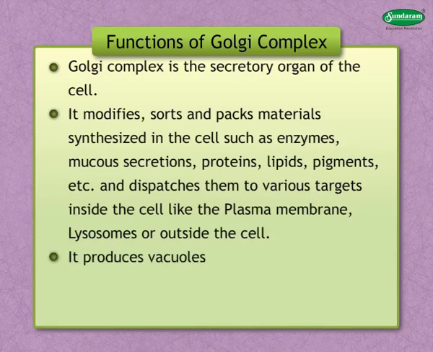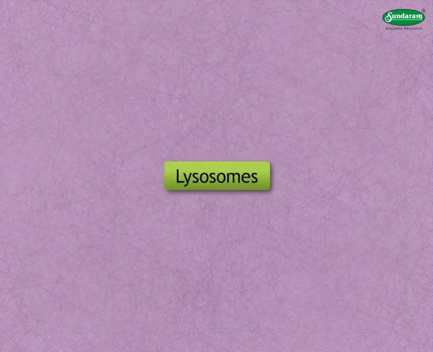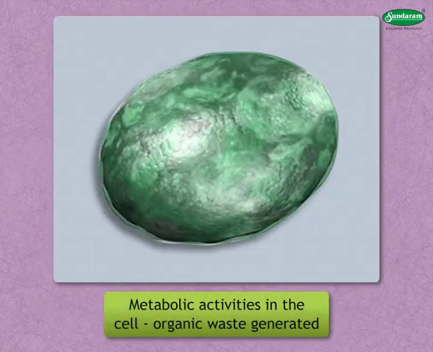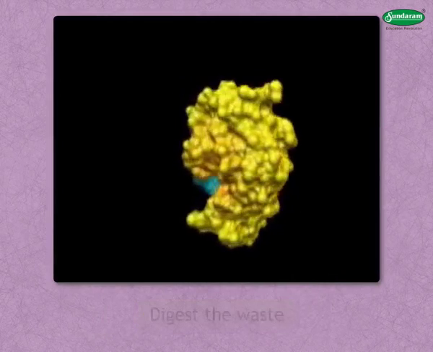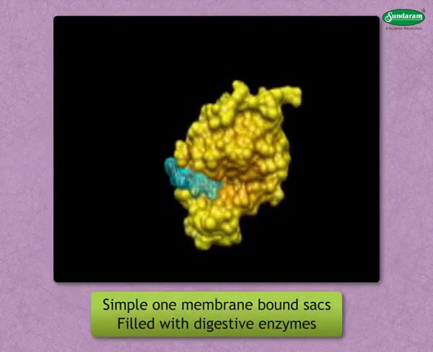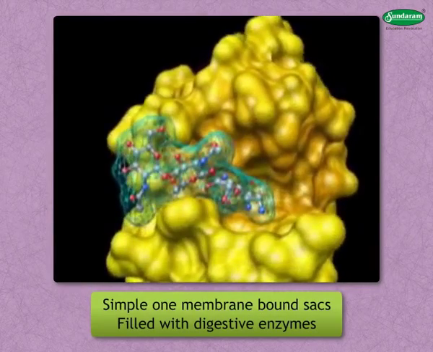It produces vacuoles and secretory vesicles. 4. It plays the role in formation of the cell wall, plasma membrane, and lysosomes. Lysosomes. Due to various metabolic activities going on in the cell, organic waste is generated. Lysosomes digest the waste. Lysosomes are simple one-membrane bound sacs filled with digestive enzymes.